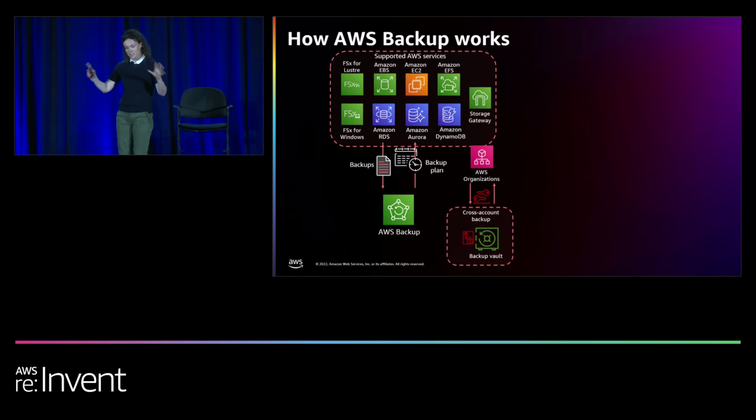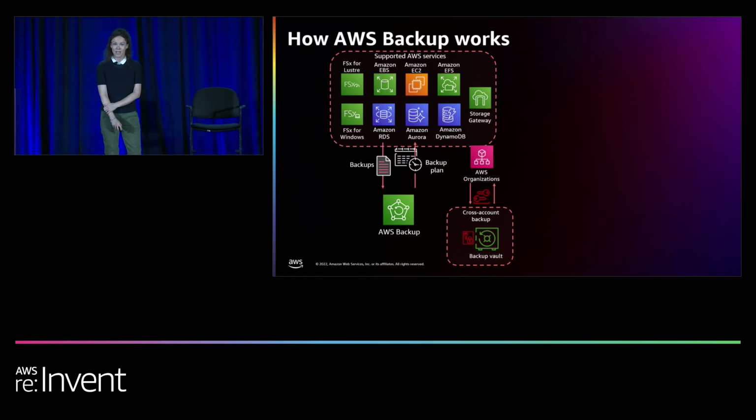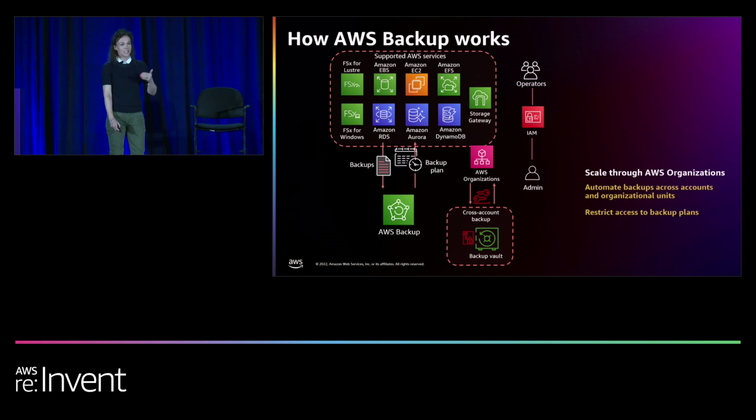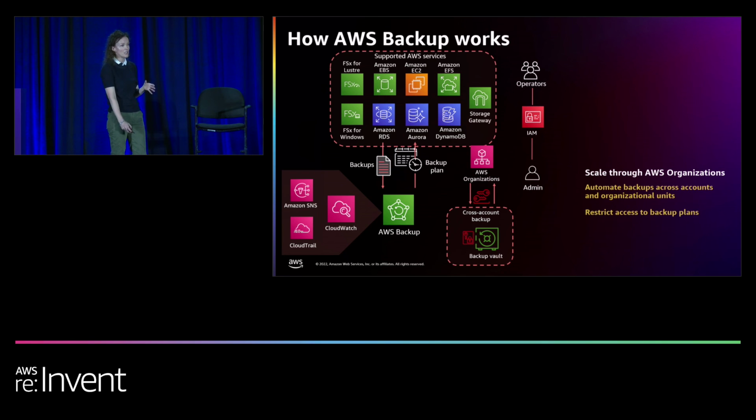This can be scaled then across your AWS environments using AWS Organizations, and is integrated with Identity and Access Management to lock down what resources are performing what actions under what conditions. And logging and notifications are then done through SNS, CloudWatch, and CloudTrail.